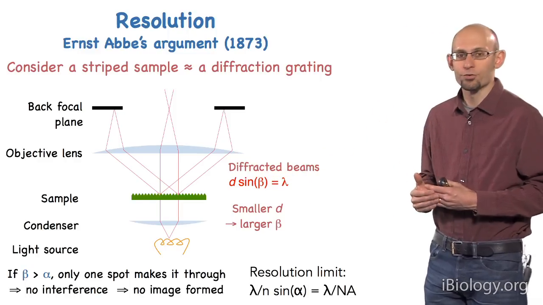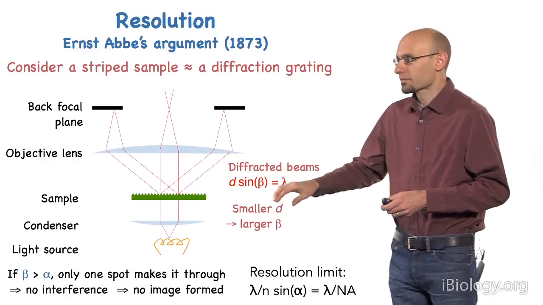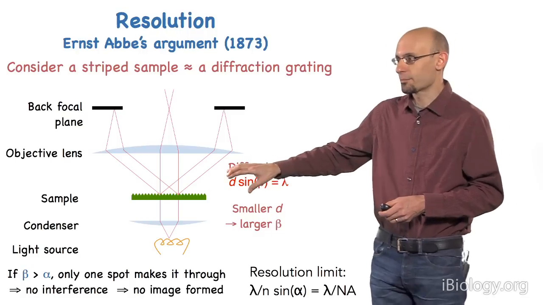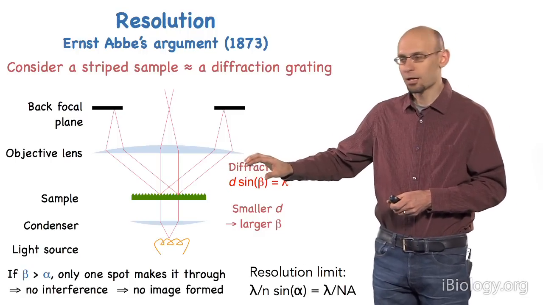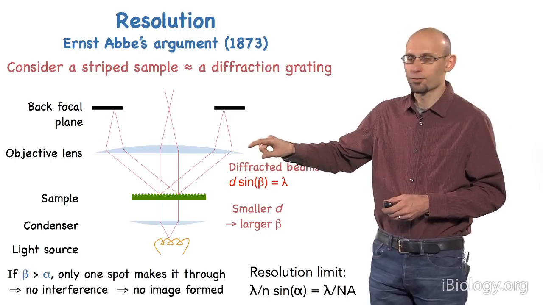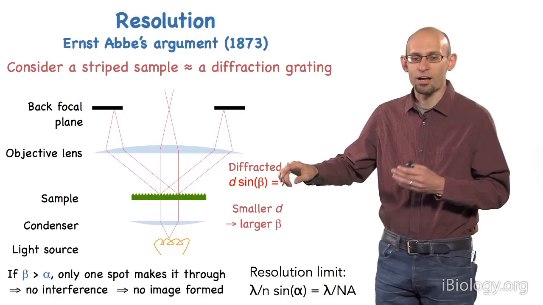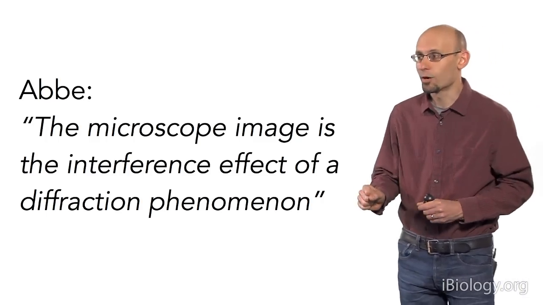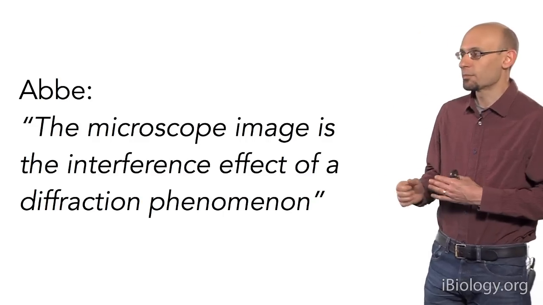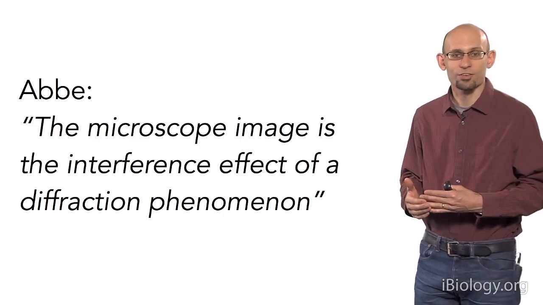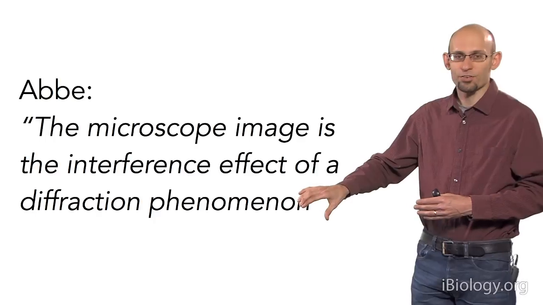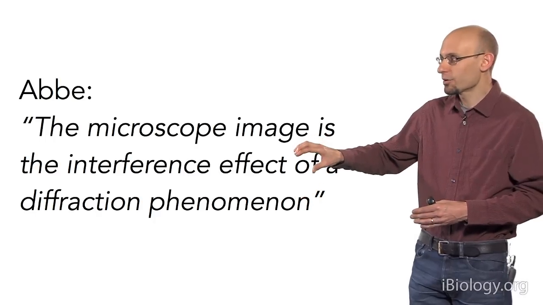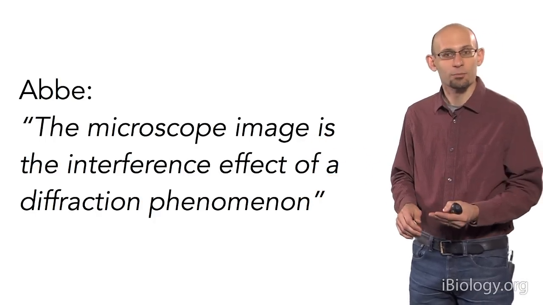And it also shows you something else, which is that the diffraction in the sample tells you something about the size of objects in it, and then interference between those diffracted beams is what gives rise to your image of the sample. And Abbe summed this up in a very famous quote where he said, the microscope image is the interference effect of a diffraction phenomenon. So you have diffraction from your sample, and then interference between those diffracted beams that gives rise to your image.